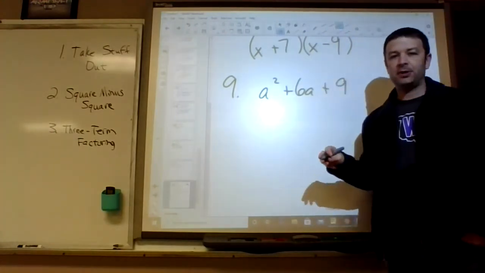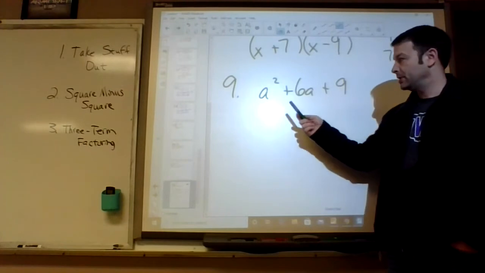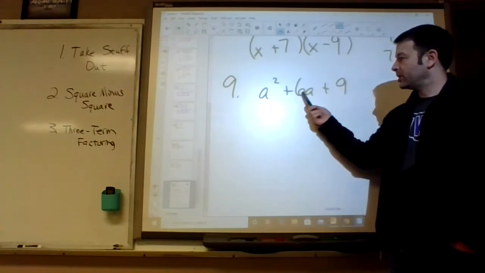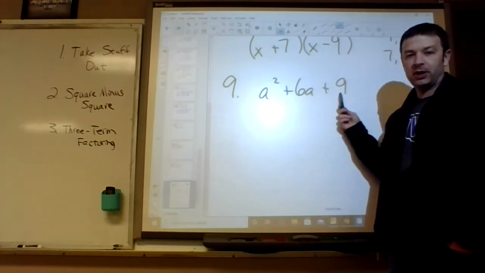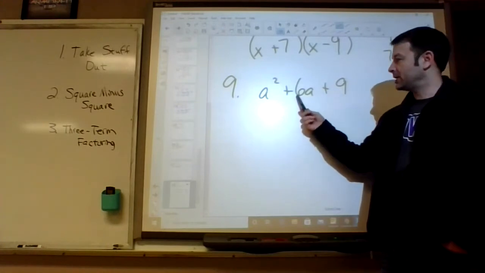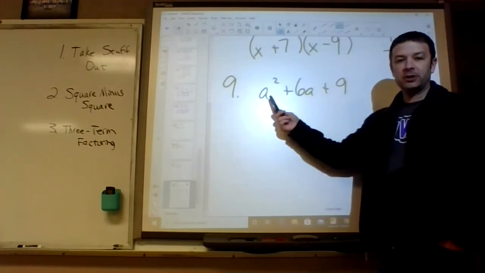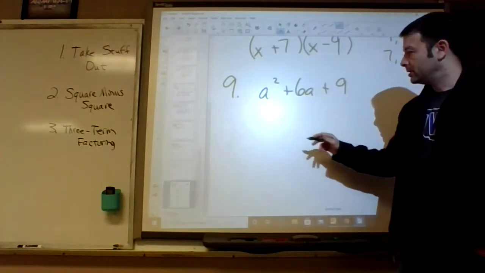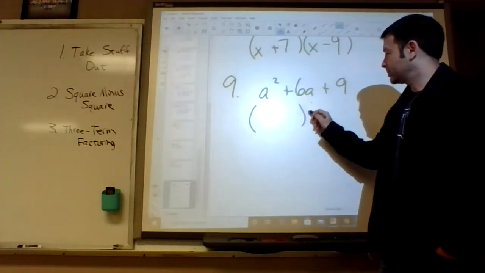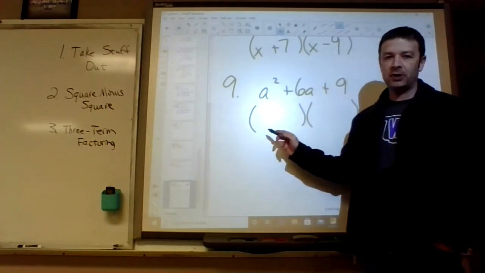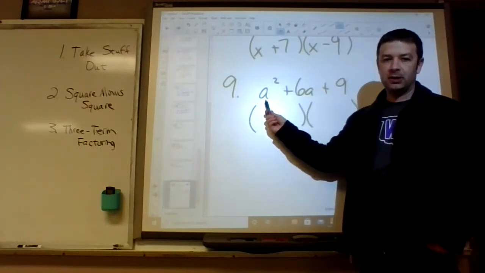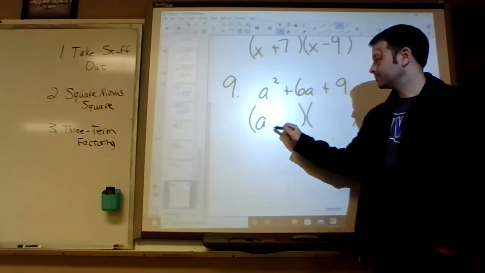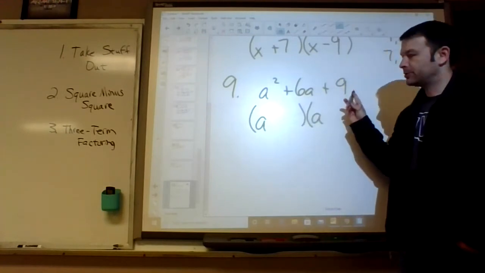Okay, again, it's a 3 term. Does anything come out of all 3? Well, you might say A can come out, but there's no A in this term. You might say 3 could come out, but there's no 3 in this term. So nothing comes out. So it's just like the last one. What goes in the front? A times A. What goes in the back?